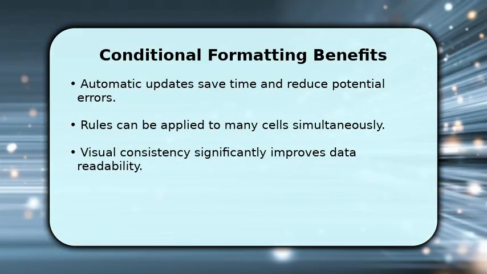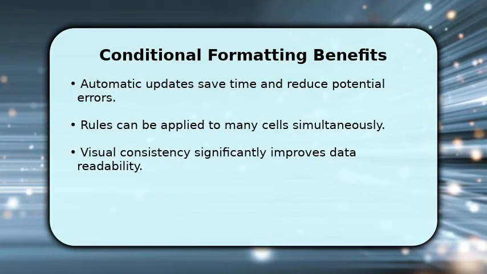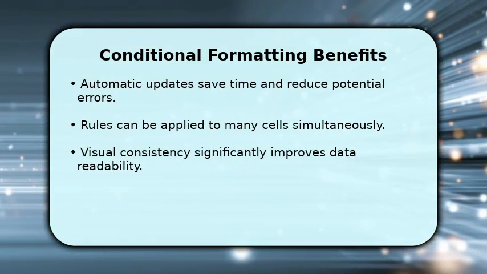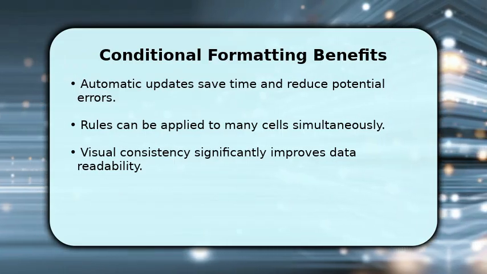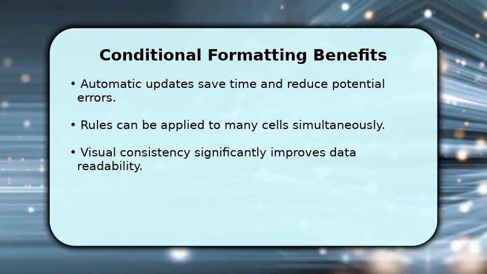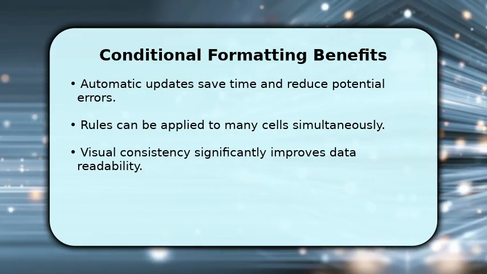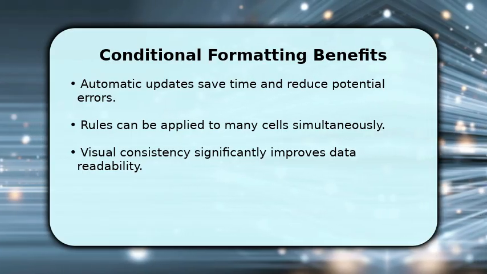Conditional formatting is incredibly powerful for yes/no coloring. You set up rules, and Excel automatically applies colors based on your data. For example, if a cell contains yes, it turns green. If no, it turns red.